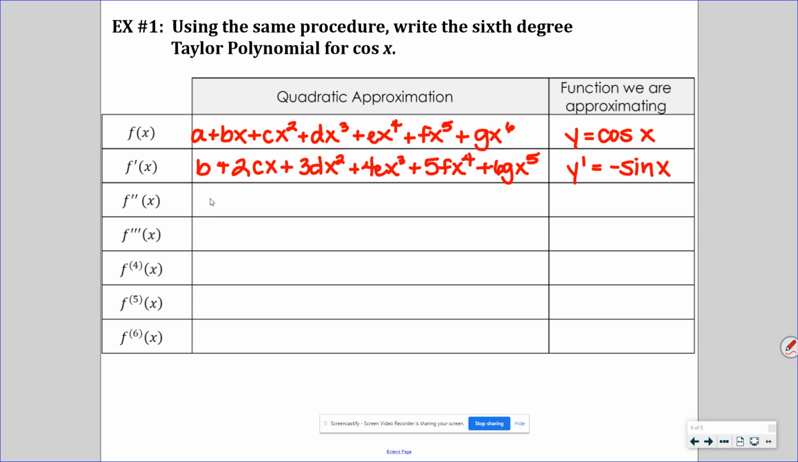Second derivative is going to be 2c plus 6dx plus 12ex squared plus 20fx to the third plus 30gx to the fourth. Second derivative for negative sine would be negative cosine.